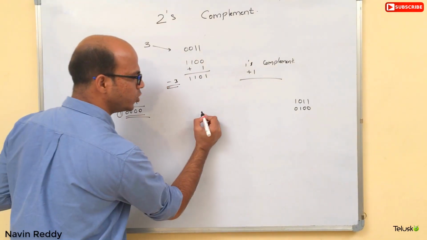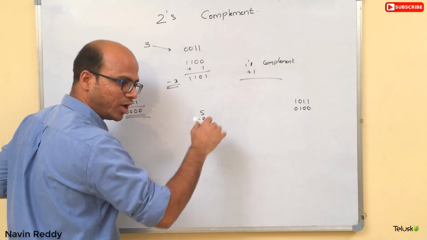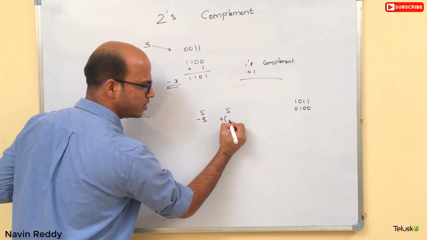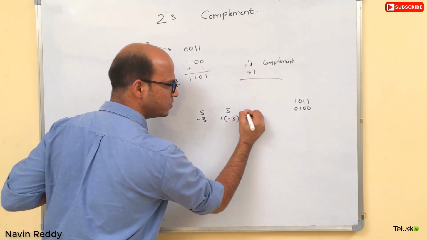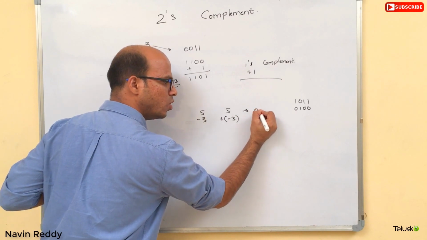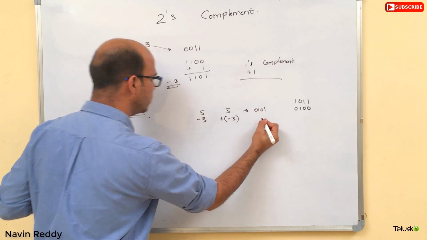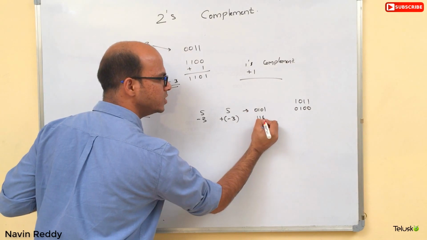So that means if you want to do 5 minus 3, what you can do is say 5 plus minus 3. And what is 5 here? It is 0, 1, 0, 1. What is minus 3 here? We got minus 3, right? Which is 1, 1, 0, 1.